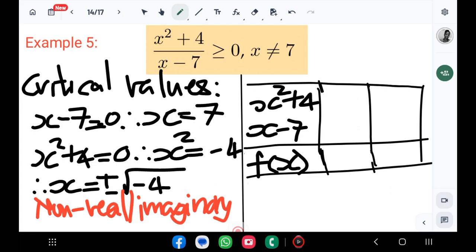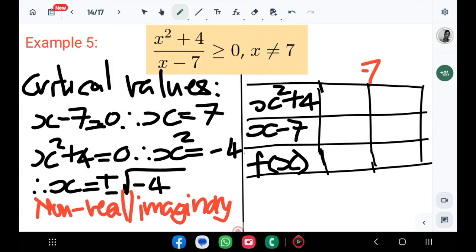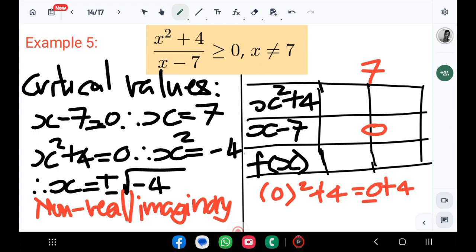Now we're going to complete the table. Let's put in the critical values. We only have one critical value, and that critical value is 7. When is x minus 7 zero? It's at 7. On the other hand, x squared plus 4 is never 0. Because if you put in 0, that will be 0 squared plus 4, which equals 4. That's bigger than 0. It's a positive number.